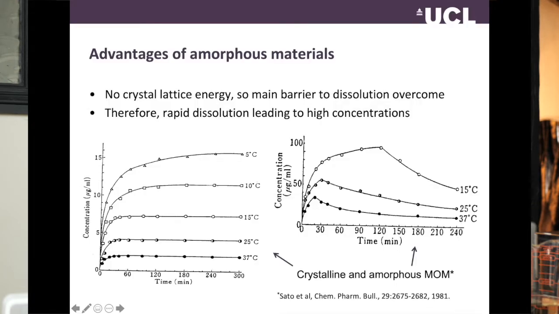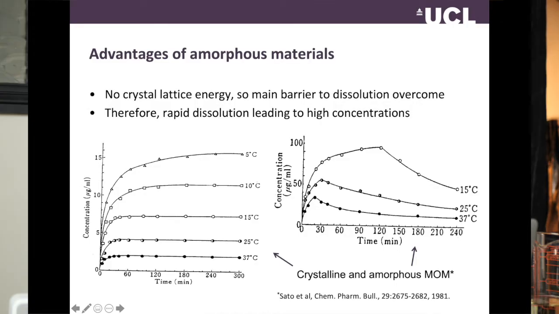You can see that for the crystalline material, the solubility is very low, somewhere about 2 micrograms per mil. But at the same temperature, for the amorphous material, there is a much higher concentration reached, roughly around 27-28 micrograms per mil. So in other words, a 10-fold increase in solubility just because the material is dissolving faster. There are 2 additional things you might notice from these data.